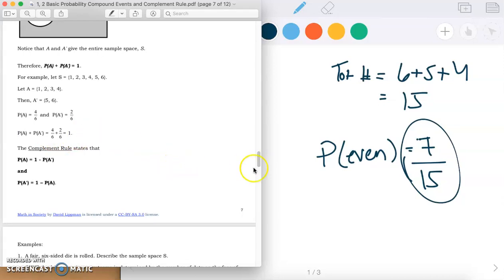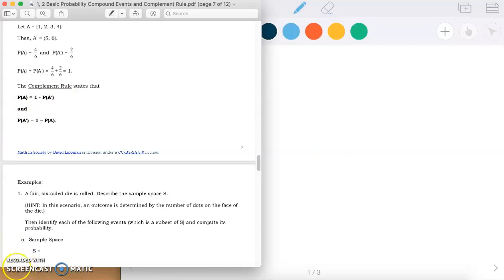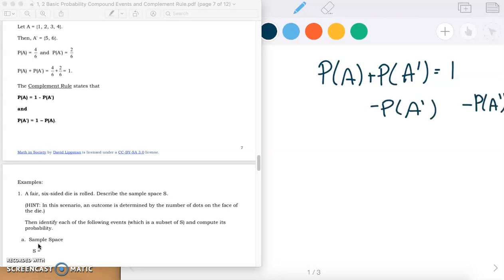So this is the complement rule. The probability of A equals 1 minus the probability of A prime, and the probability of A prime equals 1 minus the probability of A. The reason for this is because when we just said the probability of A plus the probability of A prime equals 1, if we were to subtract the probability of A prime from both sides, this cancels, so we have the probability of A equals 1 minus the probability of A prime.